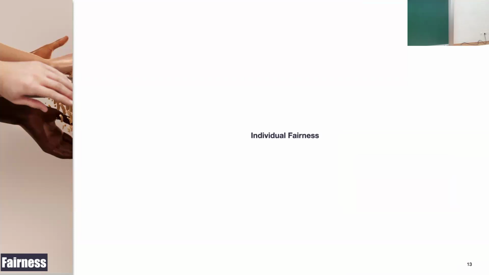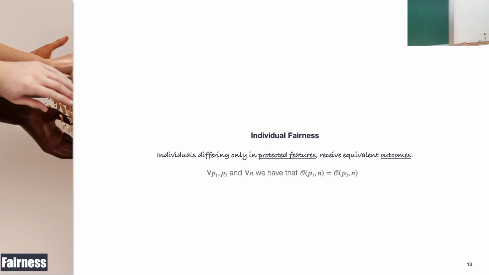Simply, you could write individual fairness as a very simple hyperproperty-ish, right? So you could say individuals differing only in their protected features like age, sex, race, and so on must receive equivalent outcome from the system, right? Or some hyper-specification.